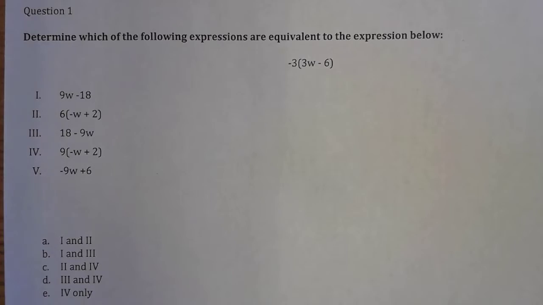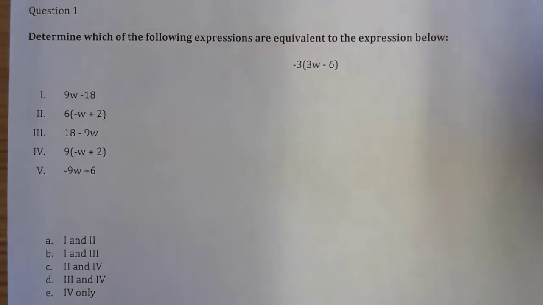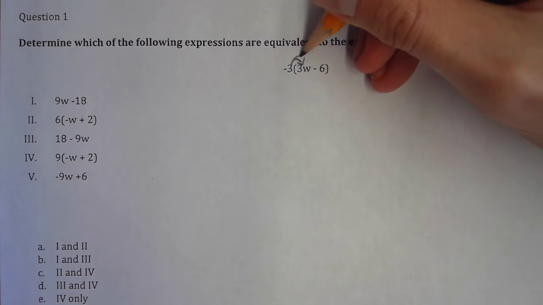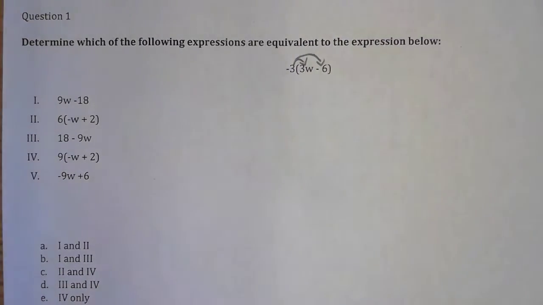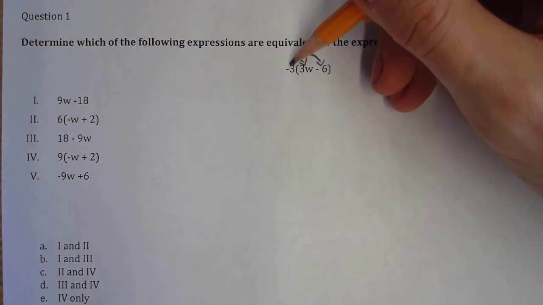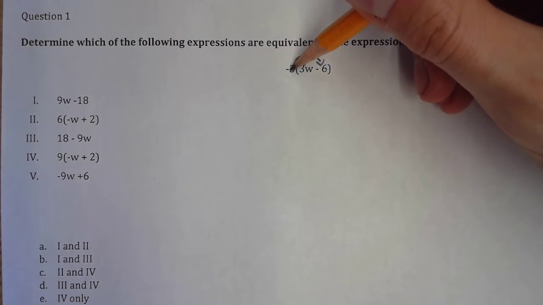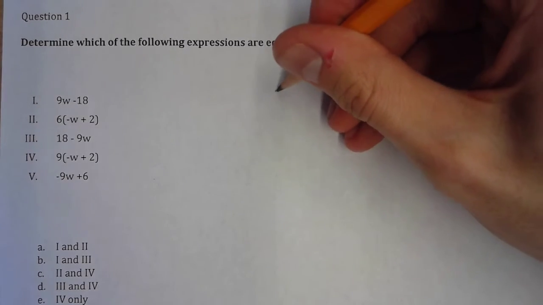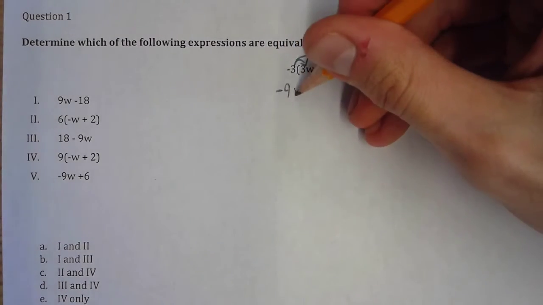So, when I look at a problem like this, my first instinct is to distribute. Always an easy method, always something that we should tackle first and foremost. So we are distributing a negative 3. Keep in mind that negative is still here. We are distributing a negative 3 to 3w. That is negative 3 times 3w. That is going to be a negative 9w.